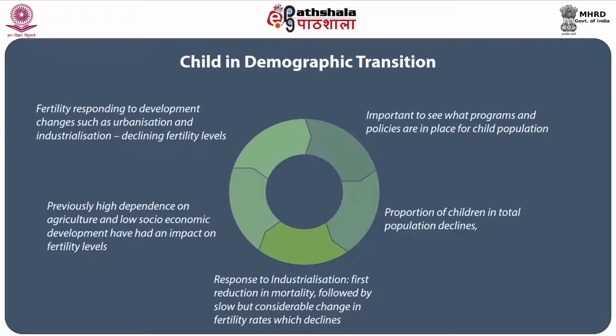Now, in response to industrialization, the first and foremost change is the reduction in mortality. Thanks to the positive effects of industrialization, medical technology, improvements in public health measures and immunization all have a clear-cut effect in reducing mortality. So the reduction starts in mortality, followed by a slow but considerable change in fertility rates.